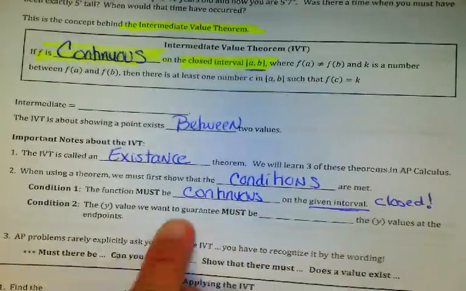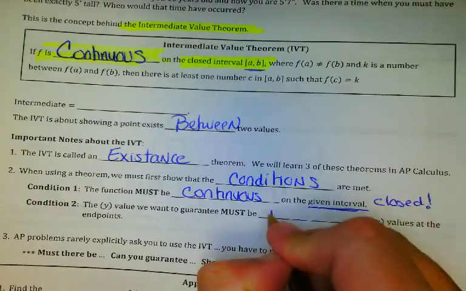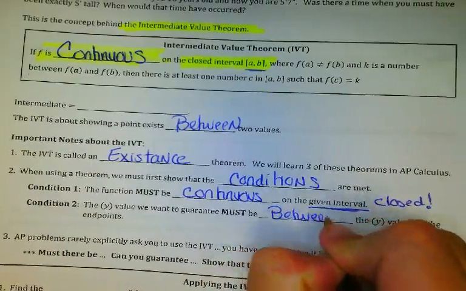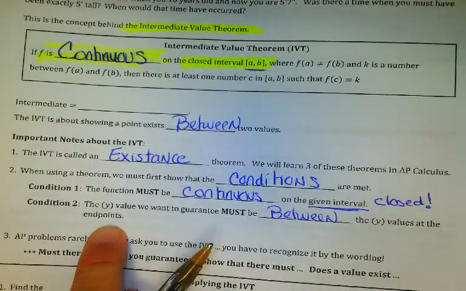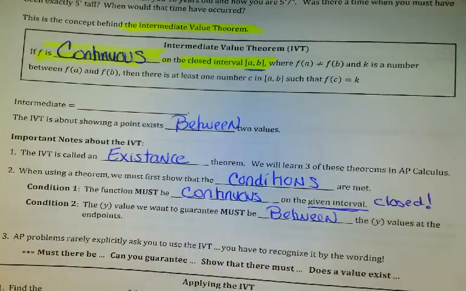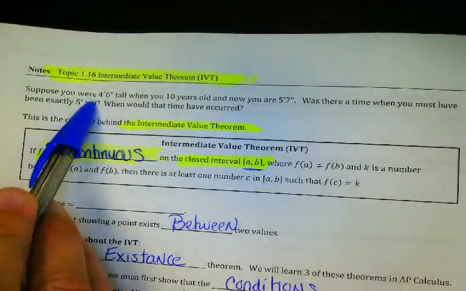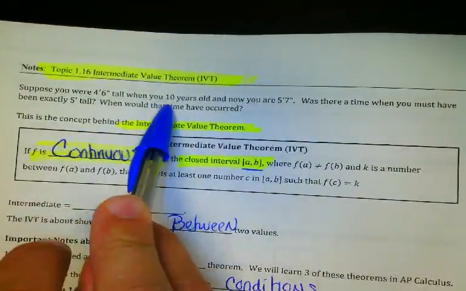The y value we want to guarantee must be between the y values of the endpoints. So the endpoints in this example were 4'6" and 5'7". The number we found between them was 5 feet.